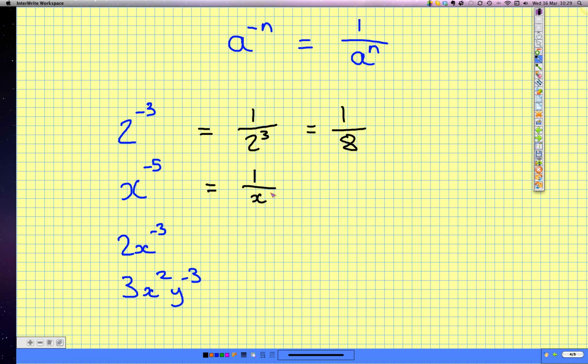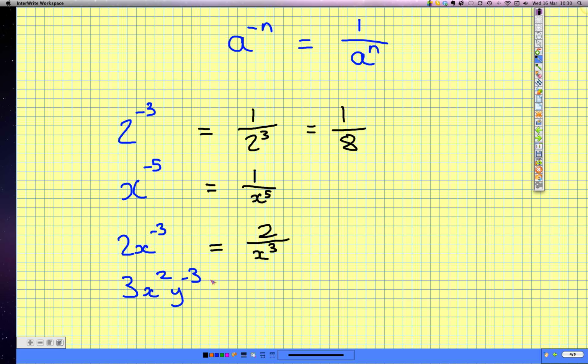Make that 5 look a bit better. Okay, now what if you've got a coefficient in front of the x which has got a negative power? Let's have a look at how this works. Well, this one is actually 2 over x cubed.